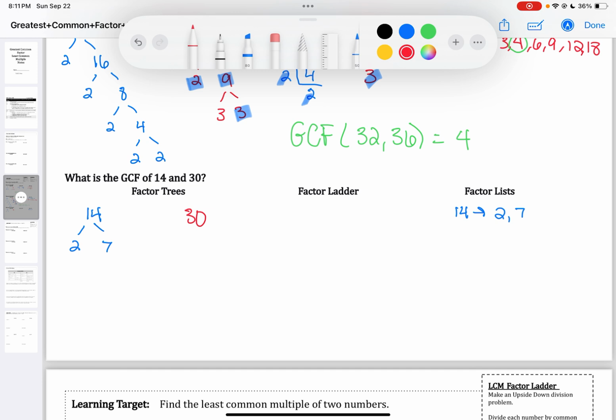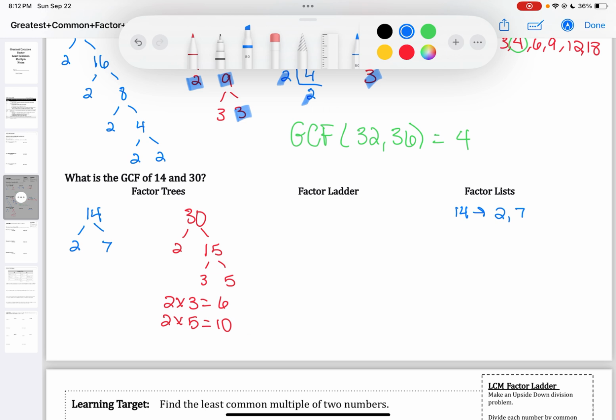30, this will probably have quite a few more factors. 30 can be split into 2 and 15, and 15 can be split into 3 and 5. All right, 2 times 3 will give me 6. 2 times 5 will give me 10. 2 times 3 is 6. 6 times 5 is 30, which is how we would get 30.